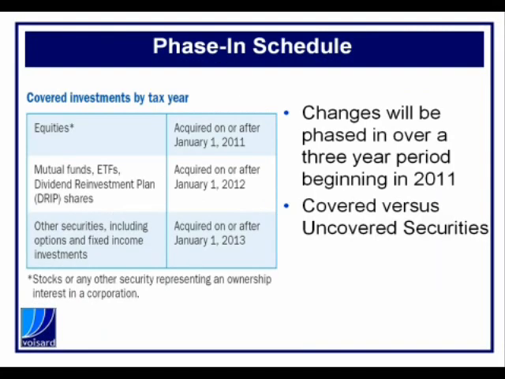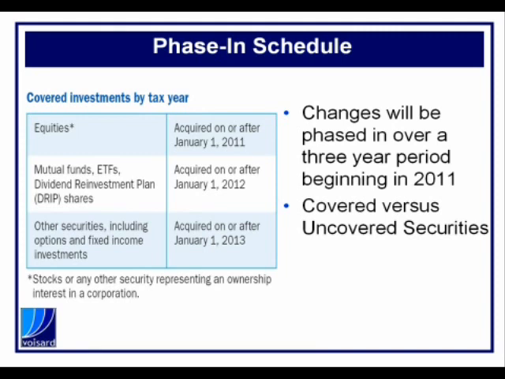Over the couple of years, we're going to begin to phase in the different types of securities. And as mentioned before, it's going to phase in over a 3-year period of time. You have this thing again called covered and uncovered securities. And the covered securities depend on what point in time we are at and what type of assets.